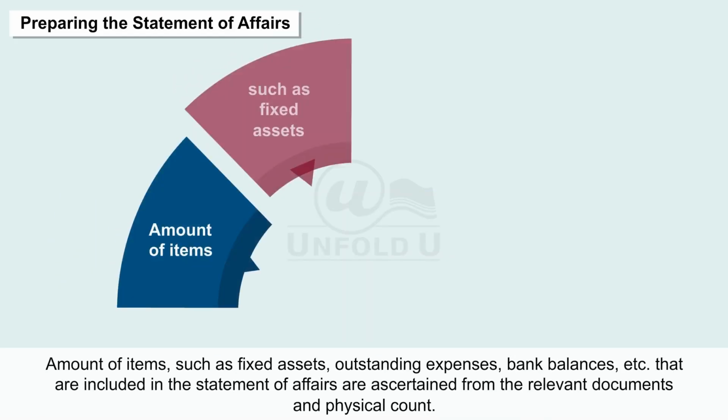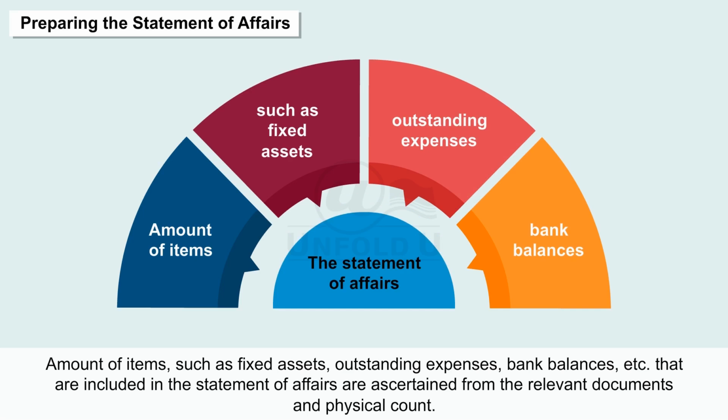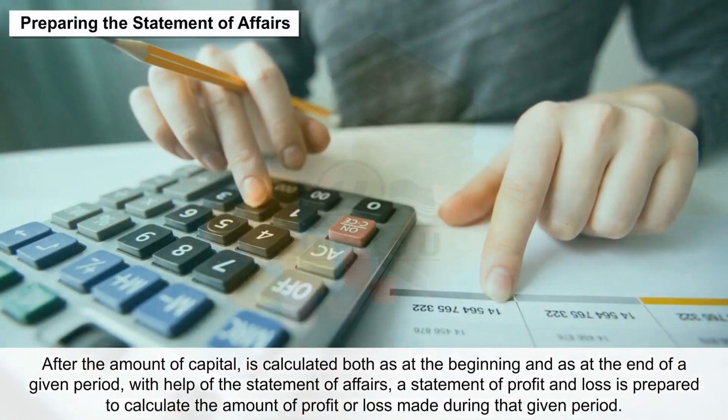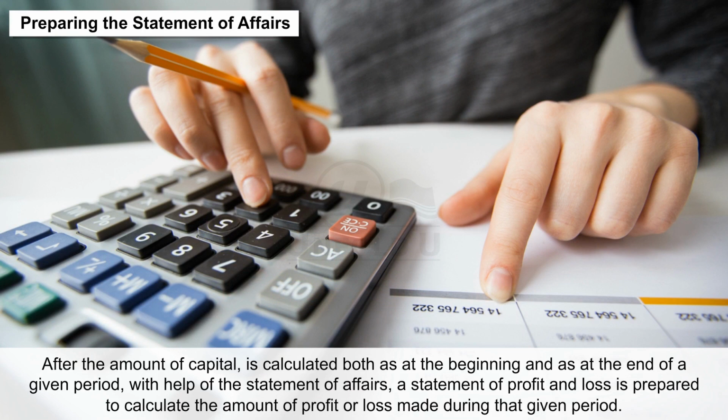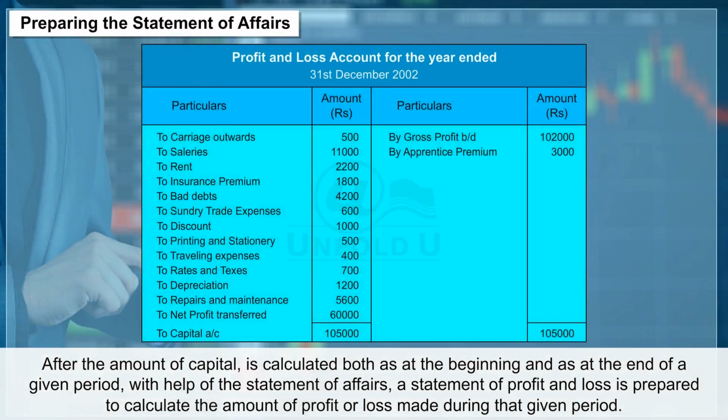Amounts of items such as fixed assets, outstanding expenses, bank balances, etc., that are included in the statement of affairs are ascertained from the relevant documents and physical count. After the amount of capital is calculated both as at the beginning and as at the end of a given period with the help of statement of affairs, a statement of profit and loss is prepared to calculate the amount of profit or loss made during that given period.